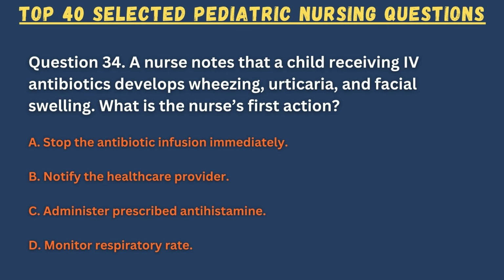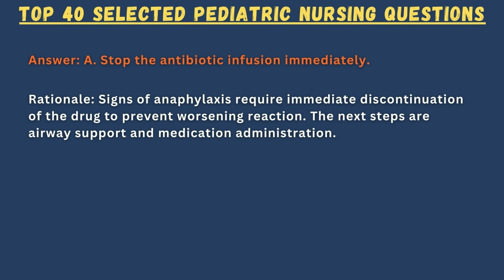Question 34. A nurse notes that a child receiving IV antibiotics develops wheezing, urticaria, and facial swelling. What is the nurse's first action? A. Stop the antibiotic infusion immediately. B. Notify the healthcare provider. C. Administer prescribed antihistamine. D. Monitor respiratory rate. Answer. A. Stop the antibiotic infusion immediately. Rationale. Signs of anaphylaxis require immediate discontinuation of the drug to prevent worsening reaction. The next steps are airway support and medication administration.